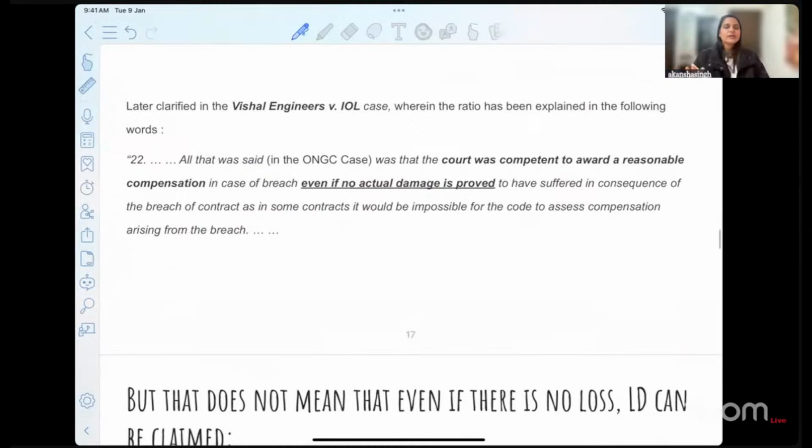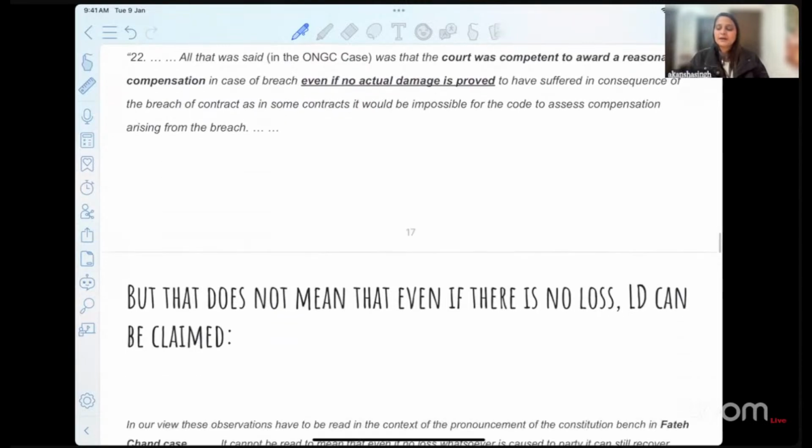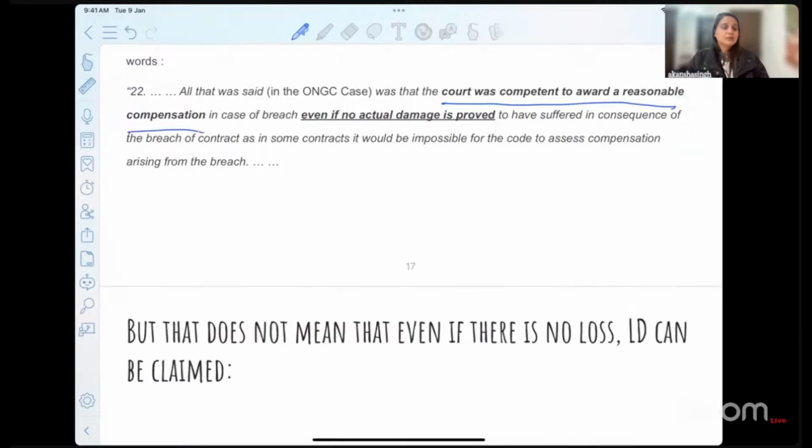Now, if there is no damage that has happened to you, can you still go and tell the court that I have 10,000 mentioned in my agreement, please give me 10,000? No. If there is no actual loss, but there is still infringement of a right, the court may grant you nominal damages. And if it cannot be assessed, the court will see the term of the contract and try to give you a remedy. So these are cases wherein the court was competent to award reasonable compensation even if no actual damage is proved. When? Only when it cannot be proved by reasonable measures.